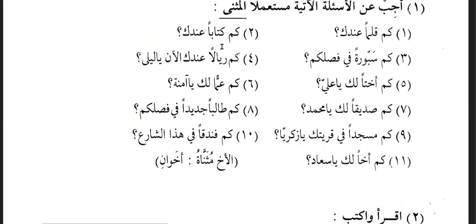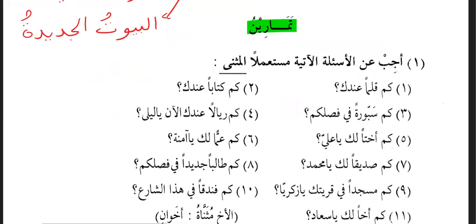Okay, so we have tamrin: ajib anil as'ilati al-atiyati musta'milan al-muthanna. You have to answer the following questions using the dual. These are just random questions, so we just want you to give your own answers. So let's see.